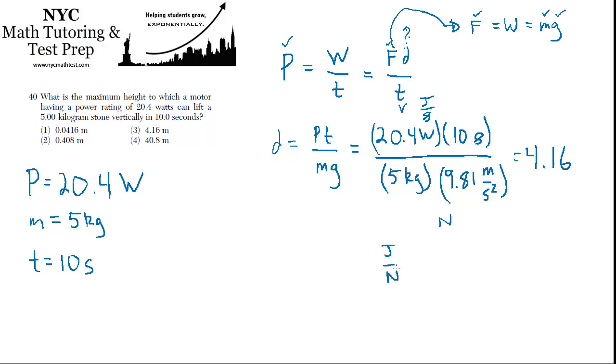Joules over newtons. But what is a joule? A joule is a newton meter, right? So a newton times a meter over a newton. Newton goes away, and you're just left with meters. And that's what we wanted. We wanted a distance, and that distance was to be a height. So height might be measured in meters. That makes a lot of sense. 4.16 meters is how high this motor can lift the stone.